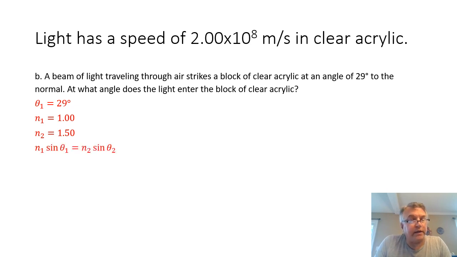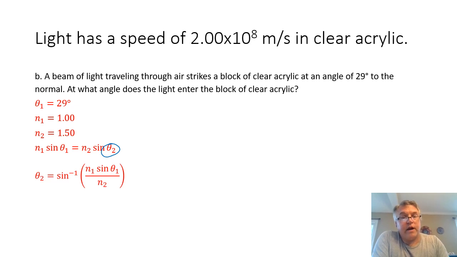So I know that the index of refraction for my incident medium times the sine of my angle of incidence equals the index of refraction for my refracted medium times the sine of my angle of refraction. Now, if I want to solve this for theta 2, or my angle of refraction, I need to, first of all, divide both sides by n2. Then I would have sine theta 2 equals n1 sine theta 1 divided by n2, and then I just need to take the inverse sine of both sides to isolate theta 2.